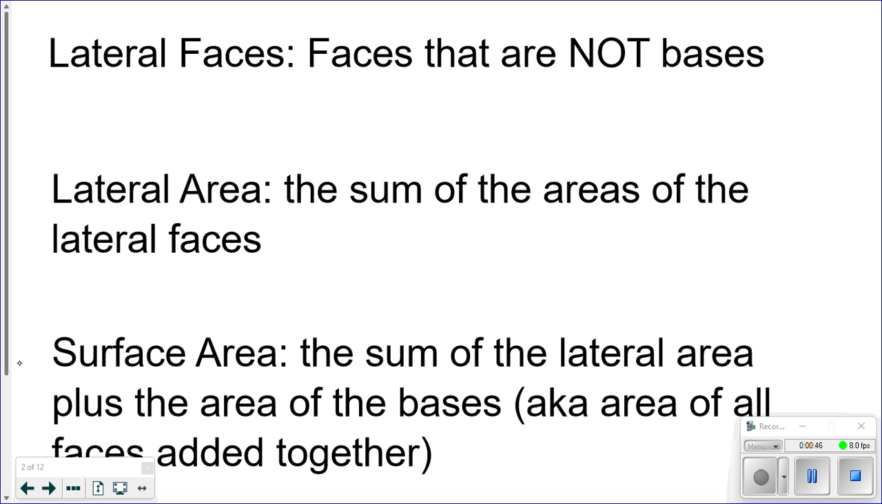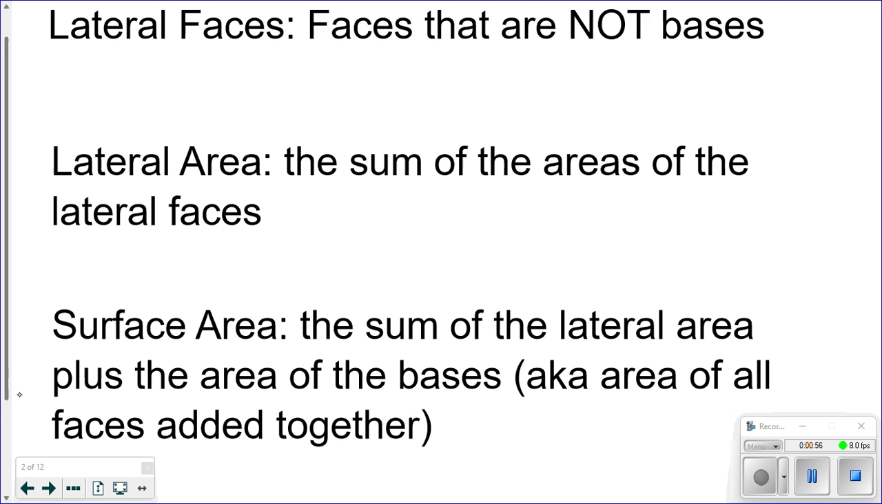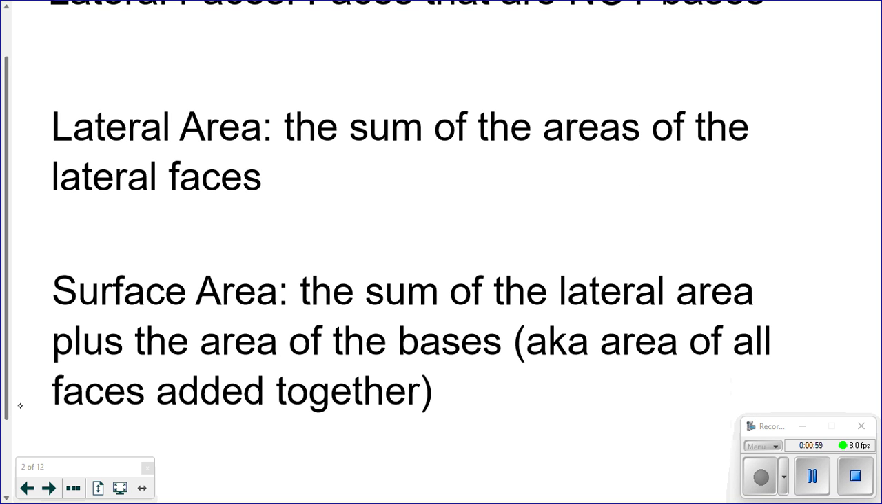Now, lateral area is the sum of all the areas of the lateral faces, meaning all the sides that are not bases. Surface area, and we've talked about this many times last year, is the sum of all the faces together. So the lateral area, meaning the sides that aren't bases, and the bases, added all together. So last year we talked about surface area. The new part this year is the lateral part. And like I said, everything that's not a base is the lateral face.